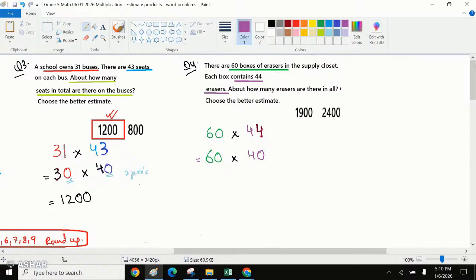So when we multiply, can we count the number of zeros? 1 0, 2 zeros. We have 2 zeros. Agreed? And 6 multiplied by 4 is 24, and 2 zeros are there. That means 2,400 is the estimated, rounded off number of erasers in these boxes. Thank you so much, 2,400.